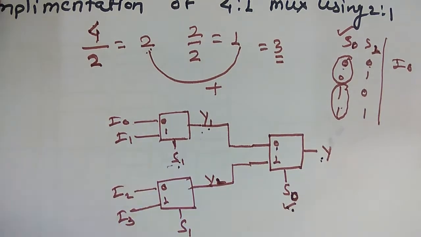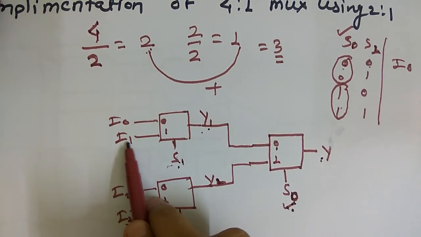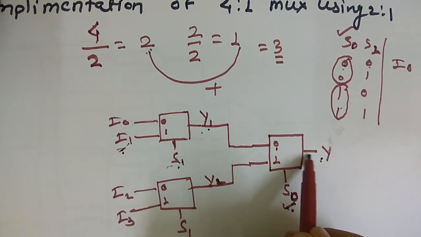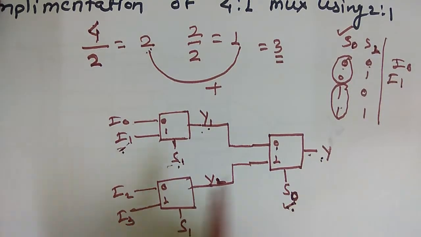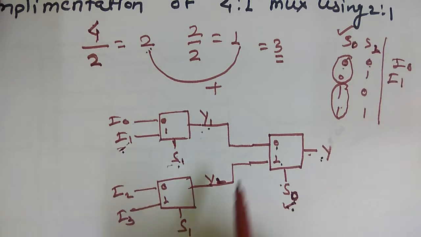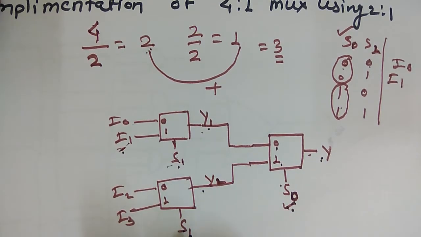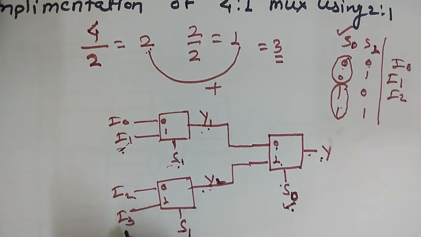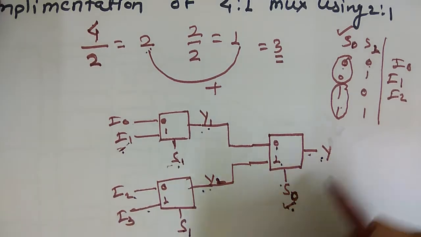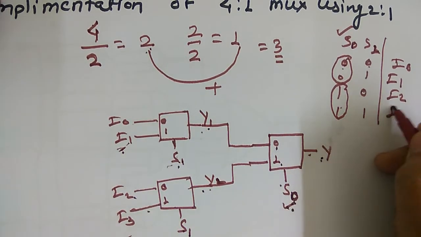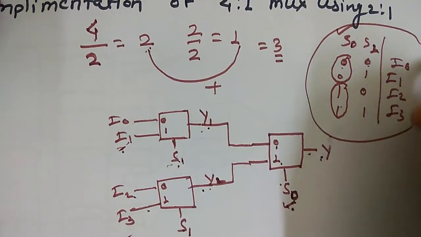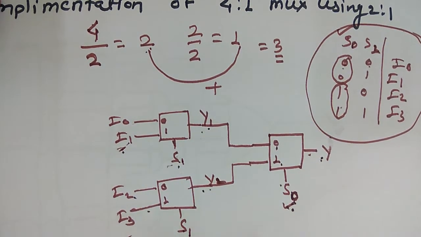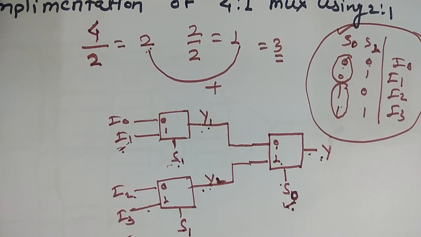And then when S0 is 0 and S1 is 1, this will select, so I1 will go to the output. Here when this one is 1, this will go here. When this one is 0, I2 will go here. And when this is 1, I3 will go to the output. So we have made a similar truth table as we made before, and we have implemented it.